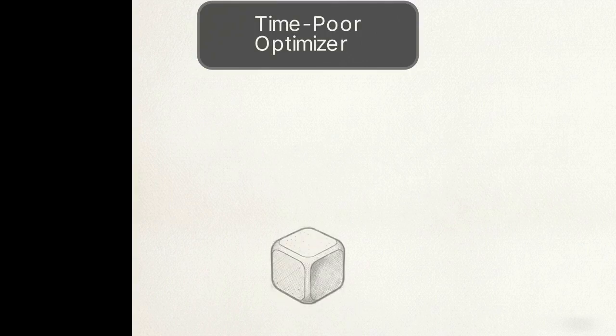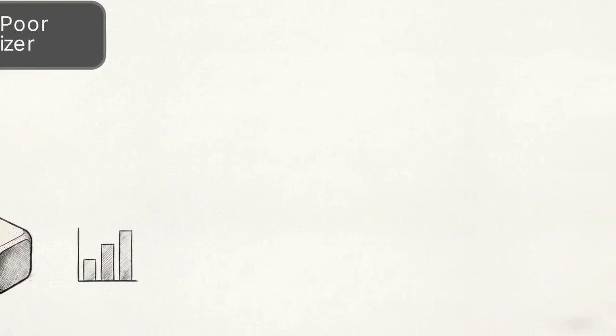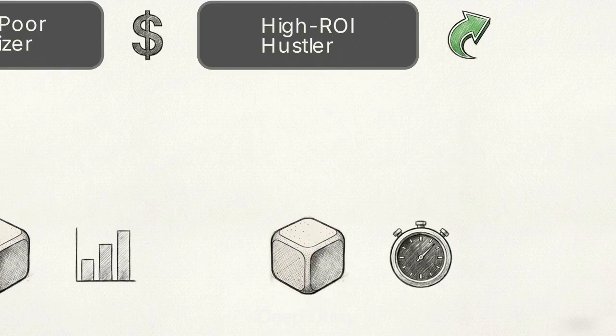If you are the time-poor optimizer, you only have a few hours a week to work, and you need highly predictable output. You should build a volume engine. You accept lower views per video in exchange for a template-driven, highly automated workflow. If your goal is maximizing revenue per view and you don't care about the grind, you're the high ROI hustler. You belong in deep utility. You'll endure boring audio production and slow growth because eventual payouts justify the work.